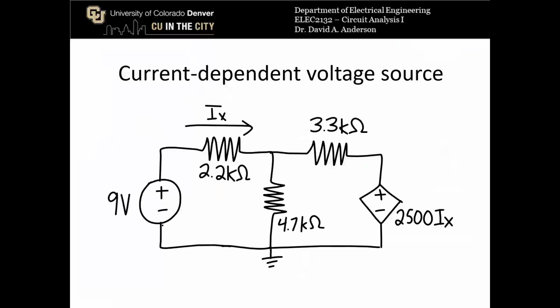Now let's look at a current-dependent voltage source. I have the exact same circuit. However, I'm now looking at a current somewhere in the circuit, in this case Ix flowing through the 2.2 kilo ohm resistor, and my voltage source is now 2500 times that current. All right, so let's move back into LTSpice.